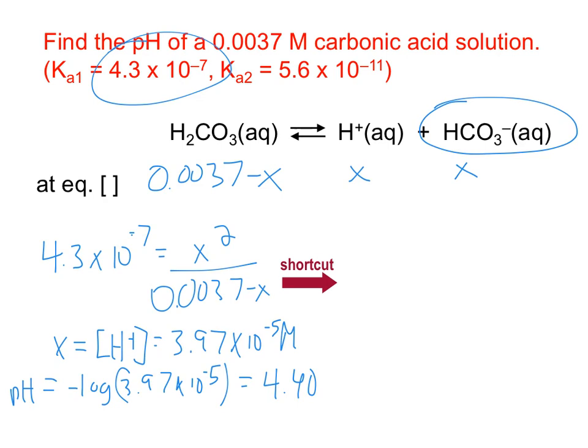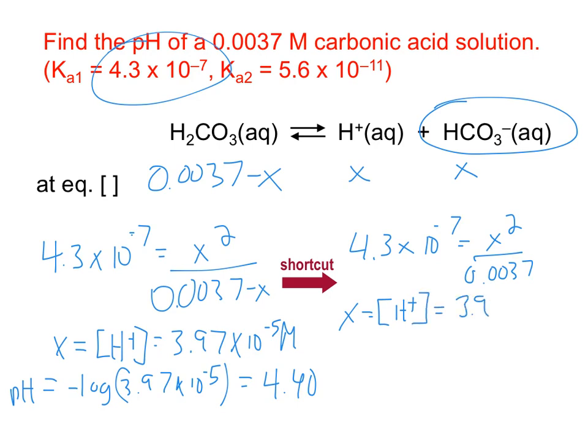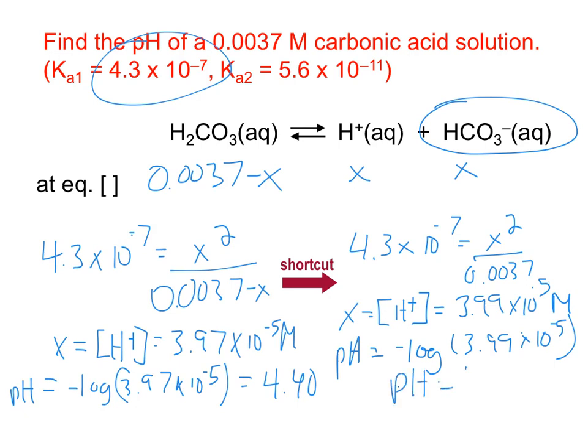Now, if you did it with the shortcut, you'd have 4.37 times 10 to the negative 7th equals x squared over 0.0037. When you do that, and this is why I wanted to make sure you saw this, I don't want you to be like, oh, I did this calculation and I got a different answer. It gives me 3.97 times 10 to the negative 5th molar. Let me recalculate that. Negative 5th molar. The pH equals negative log of the H plus concentration, 3.97 times 10 to the negative fifth, and that's going to give me, oh, it's crazy, pH equals 4.40.